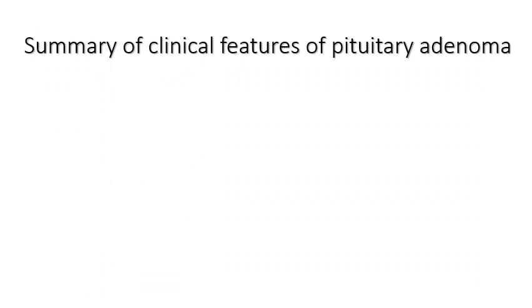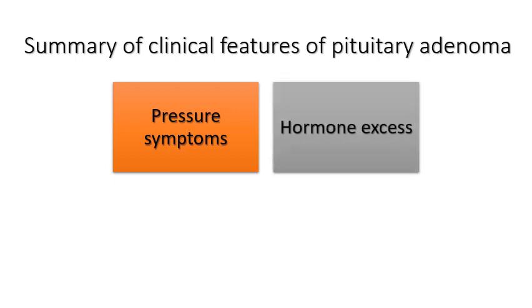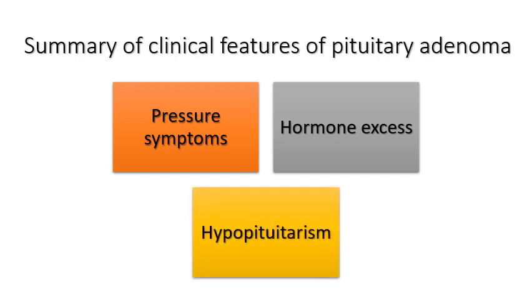And let's also have a summary of the clinical features of pituitary adenoma. These clinical features can be either due to pressure symptoms of the pituitary adenoma, like compression of the optic chiasm resulting in bitemporal hemianopia, or compression on various structures surrounding the pituitary, or clinical features related to hormonal excess like hyperprolactinemia or acromegaly or Cushing disease, and also we have hypopituitarism, from the mass effect of the pituitary adenoma and the pressure effect on the pituitary gland itself.